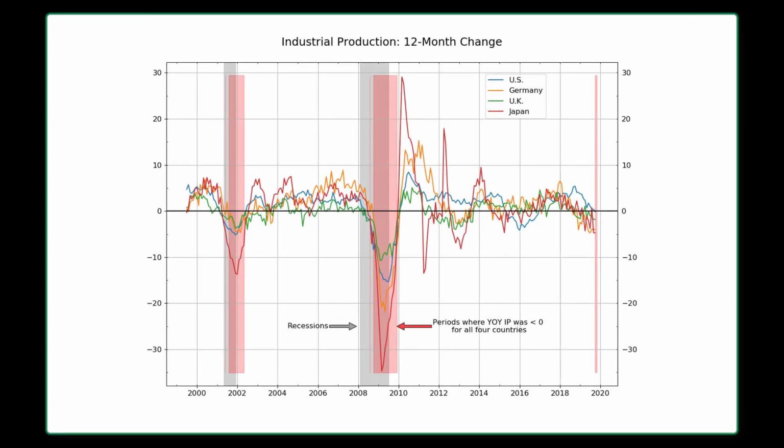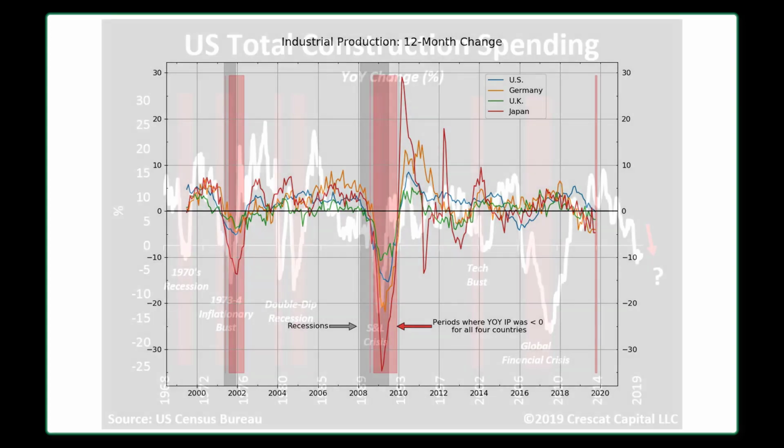Industrial production in 4 of the world's largest economies has all dipped negative for US, Germany, UK, and Japan. Typically, you don't see them all contracting at the same time unless we are in a recession.